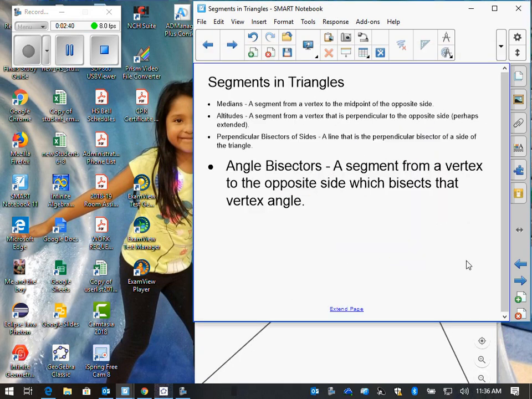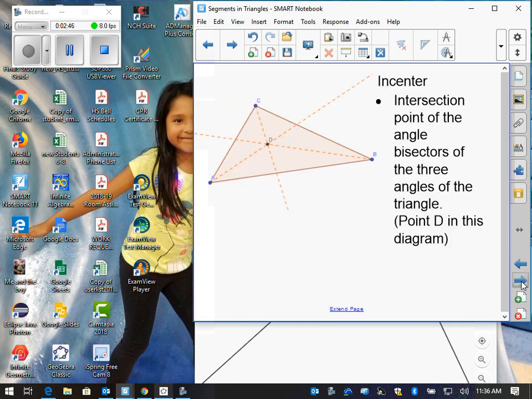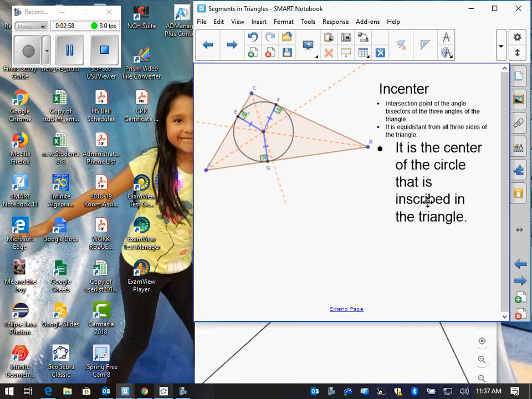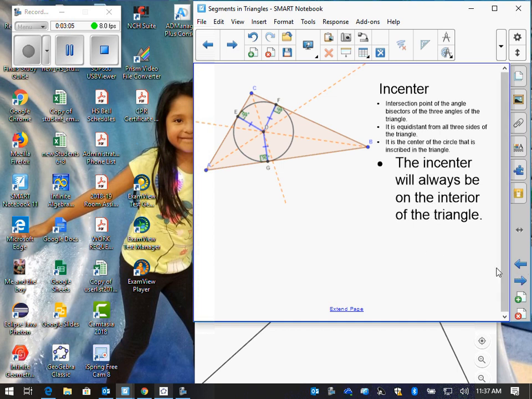All right, so we say the angle bisector is the segment that bisects the vertex angle and goes to the opposite side. The 3 angle bisectors meet at a point which is called the incenter. The incenter is equidistant from all 3 sides of the triangle, and it's the center of the circle that is inscribed inside the triangle. And notice that the incenter will always be on the interior of the triangle.